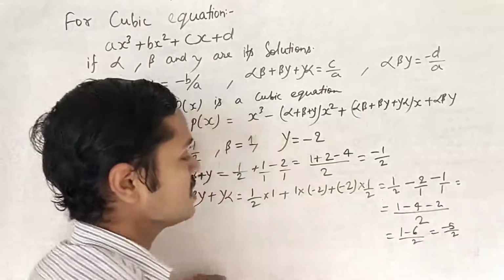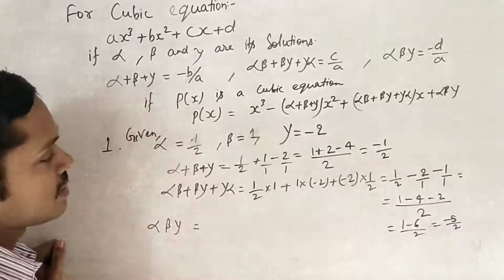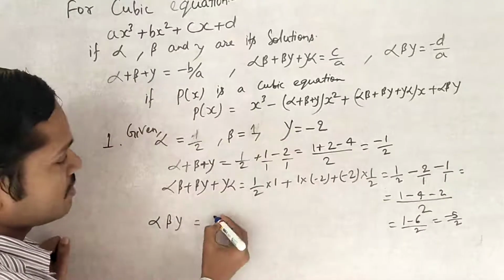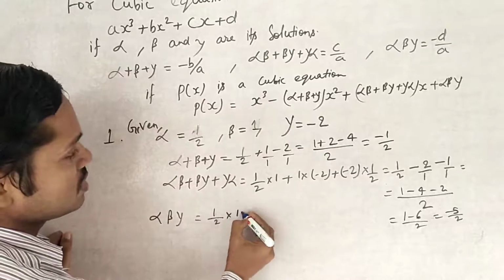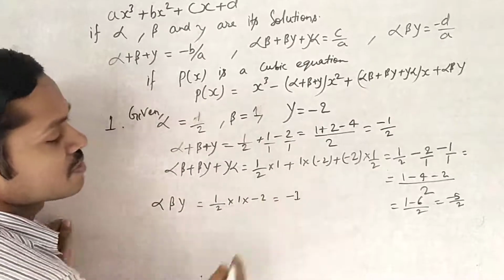Now we are finding out alpha beta gamma. Alpha beta gamma, how much? Alpha beta gamma is 1 by 2 into 1 into minus 2. Look at the 2s cancel, how much? Minus 1.